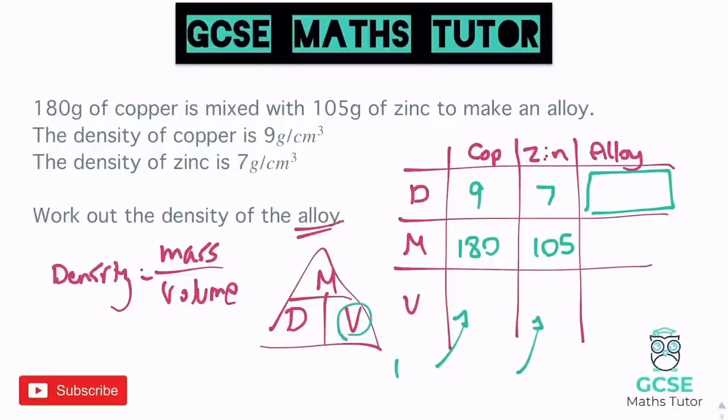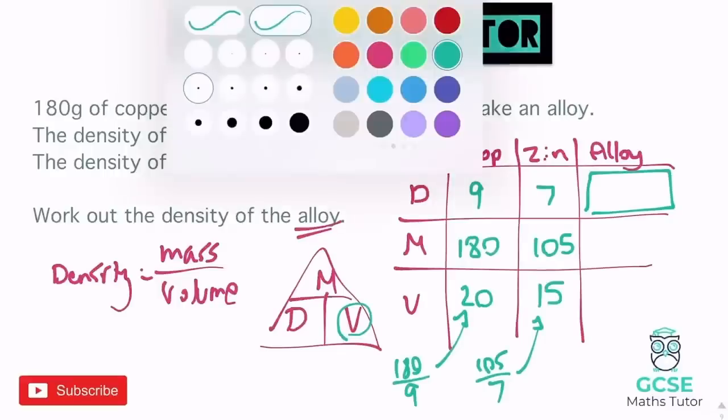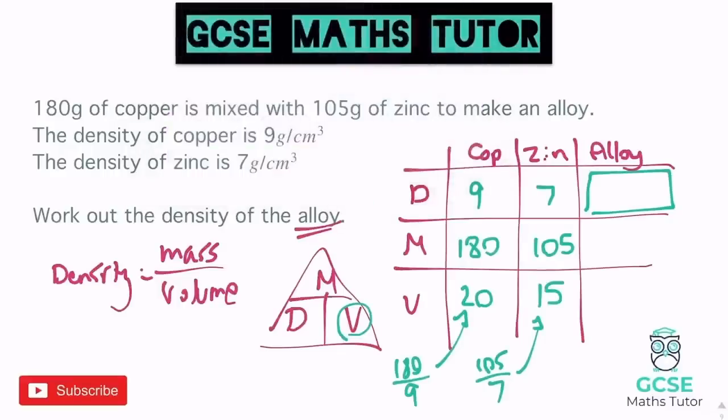So I'm going to do 180 divided by 9 for this one, which gives us a volume of 20. And for the zinc, I'm going to do 105 divided by 7, and 105 divided by 7 is 15. Now masses and volumes can be added together, so we can add these together. We've got 20 and 15, so 35 centimetre cubed is going to be the total volume of this alloy.